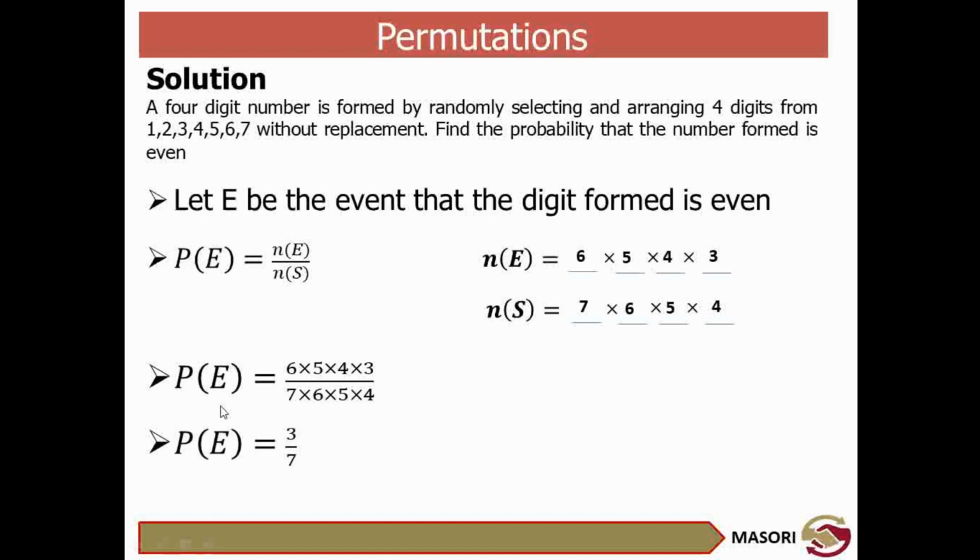Therefore, if a 4-digit number is to be formed by randomly selecting and arranging the numbers 1, 2, 3, 4, 5, 6, and 7 without replacement, then the probability that the number formed is even is 3 over 7. Let's look at part B.